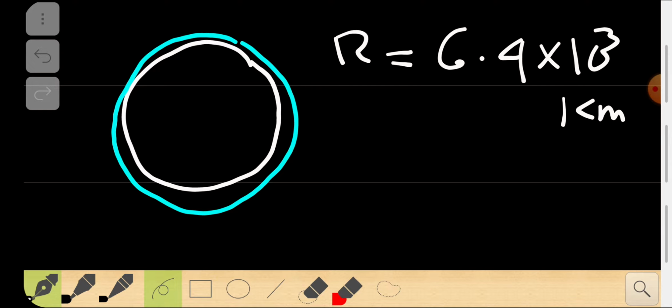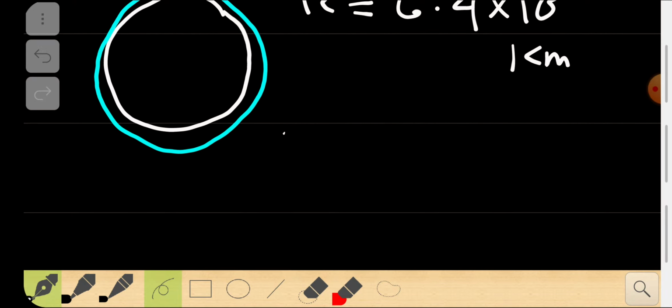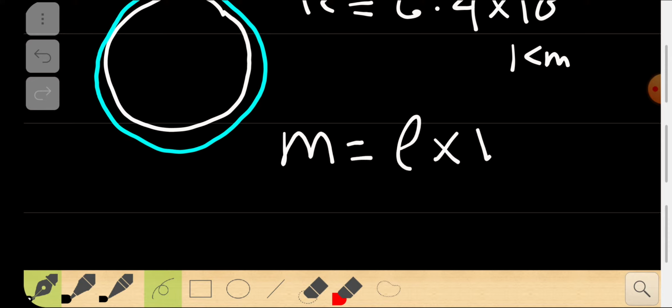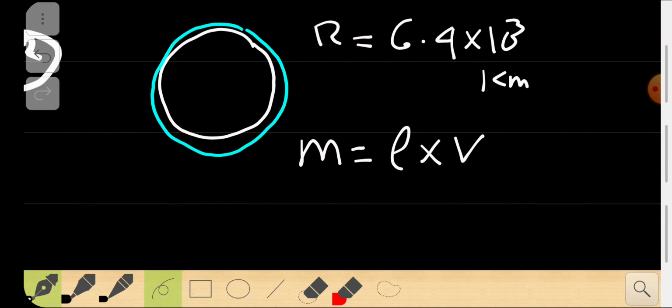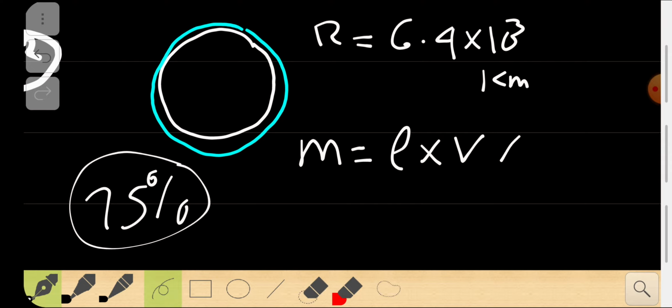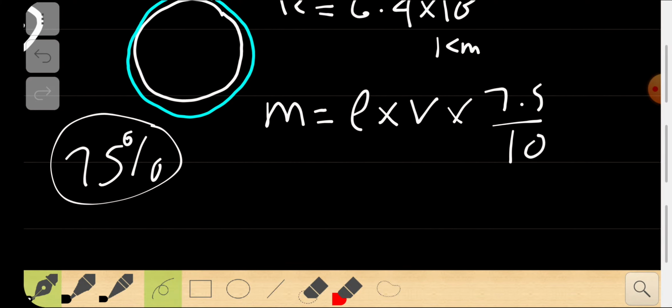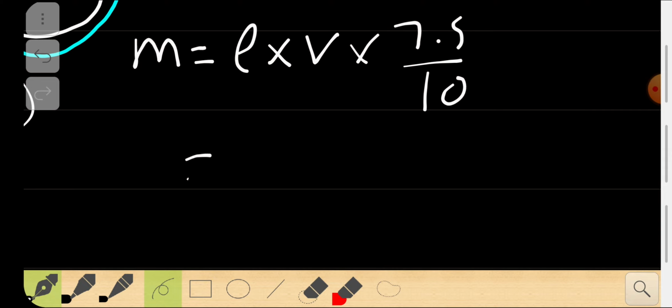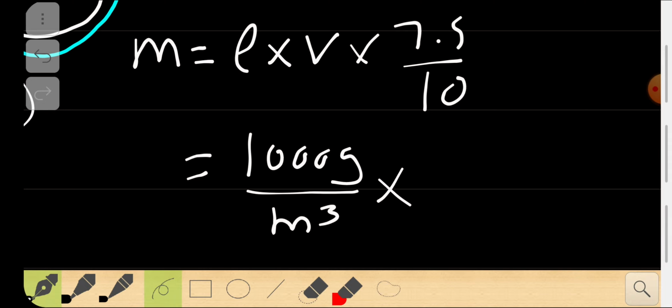Now you can find out the mass of water. Mass of water will be equal to density times the volume. But only 75 percent of earth is covered with water. That means times 7.5 by 10. Only 75 percent of this mass will be that of water. And if that's the case, then we can substitute for the values. The density of water is 1000 kilogram per meter cube.